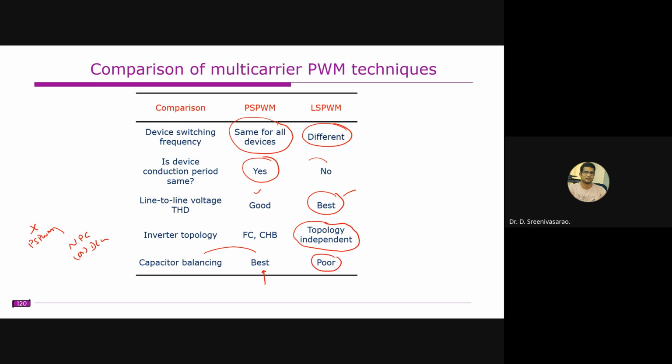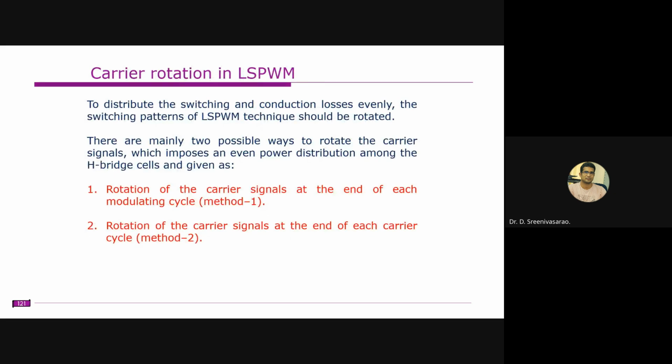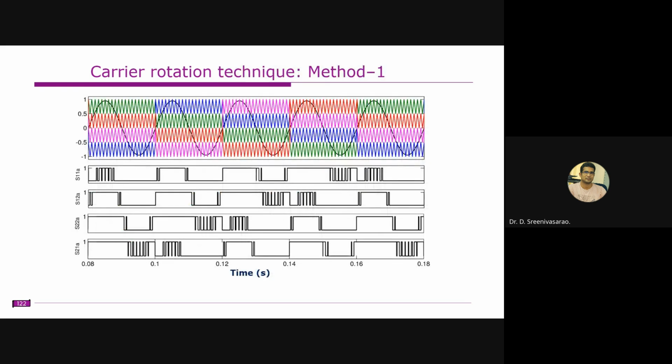There are some methods like carrier rotation methods that will improve the performance. So this is one of the methods, the carrier rotation method. Here one carrier is there, right? This is one modulating signal, and if you observe the green one, it is at the first place. After completion of this modulating signal, it is moved to the second place, then to the third place, and then back to the first place. After 4 cycles, it is moved to the first place. So this is known as the carrier rotation technique, right?